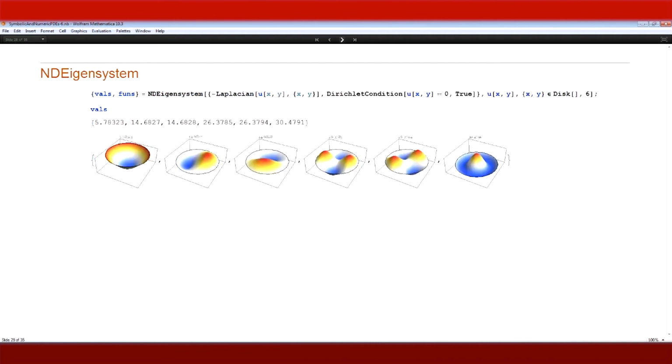Here's a second example in 2D. Again, we compute the negative Laplacian. U is again the dependent variable, x and y are the spatial coordinates. This is a constrained eigenvalue problem, as we specify a Dirichlet condition and specify that u is supposed to be 0 all on the boundary. U is the dependent variable and x and y are part of a disk, and we'd like to compute 6 eigenvalues and 6 eigenfunctions. The eigenvalues for this system are shown here, and below are plots of the eigenfunctions.